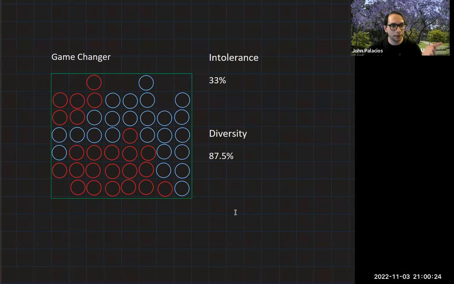Again, as the mentor at that table, you can talk to your co-mentor and say, which token do you think will not be happy? And so the way that this diversity parameter works is I have it at 87.5%. 87.5 is 100% minus 12.5%. So this is requiring that at least 1/8 of the neighbors be of a different color.